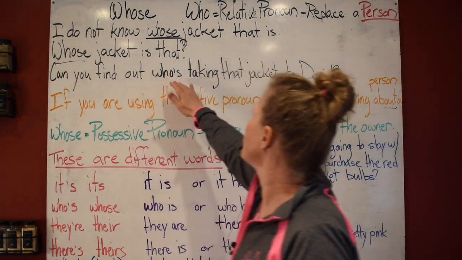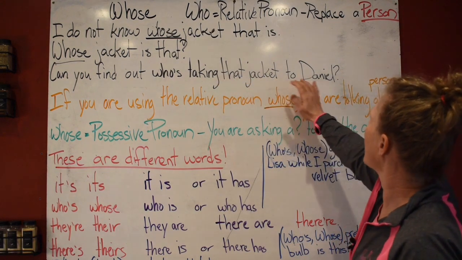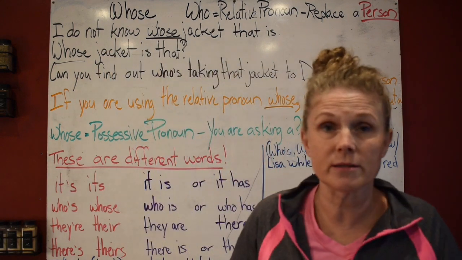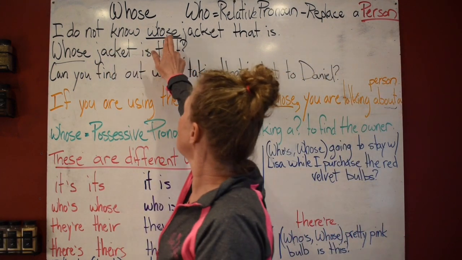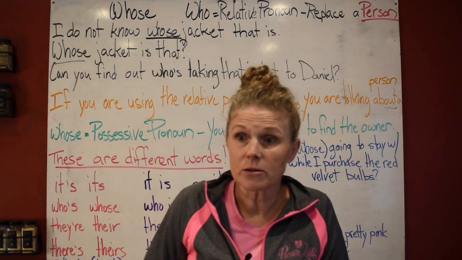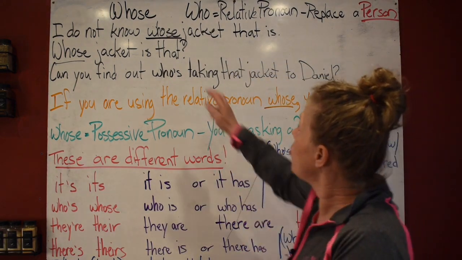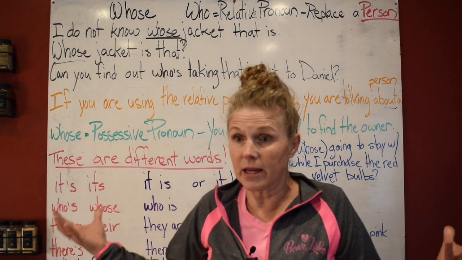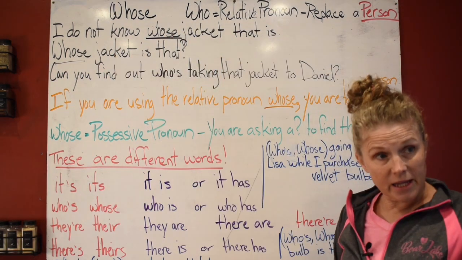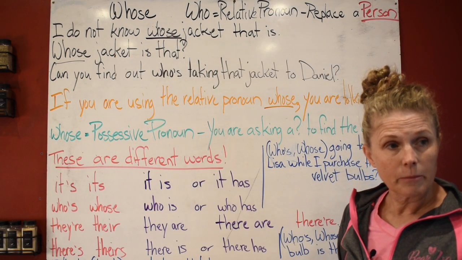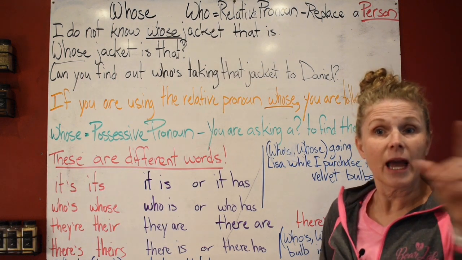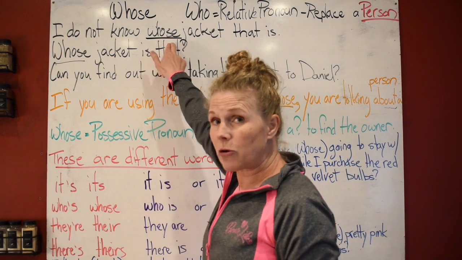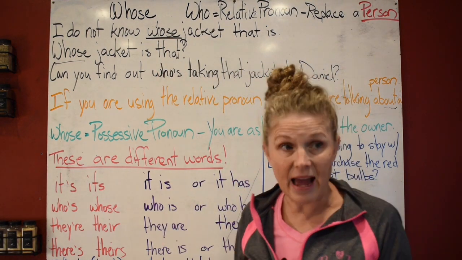Now, can you find out who's taking that jacket to Daniel? So whose jacket did we find out whose it was? Daniel. So we know whose jacket it is, correct? Now, so what is whose acting like? What part of speech is it in here? It is a pronoun, but it is a adjective. Nice, it's an adjective. This is called a possessive pronoun. It functions as an adjective.